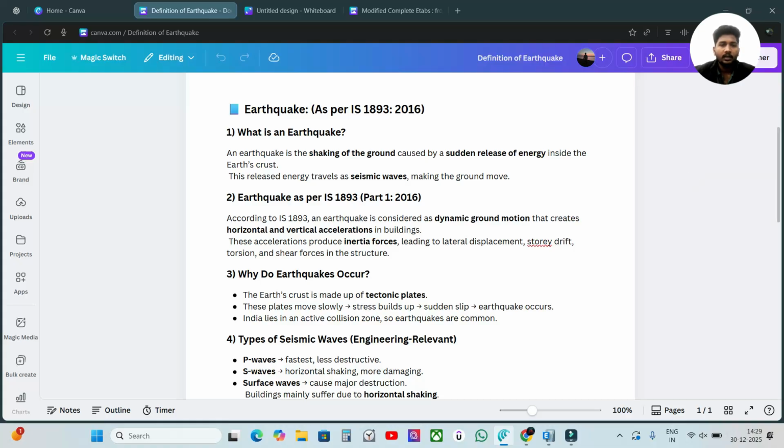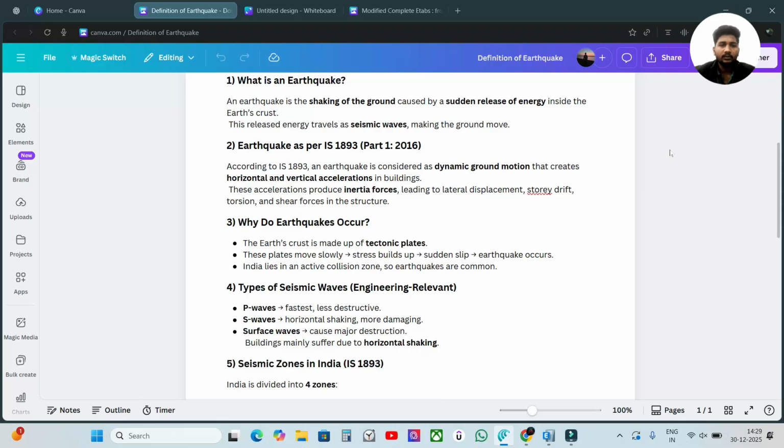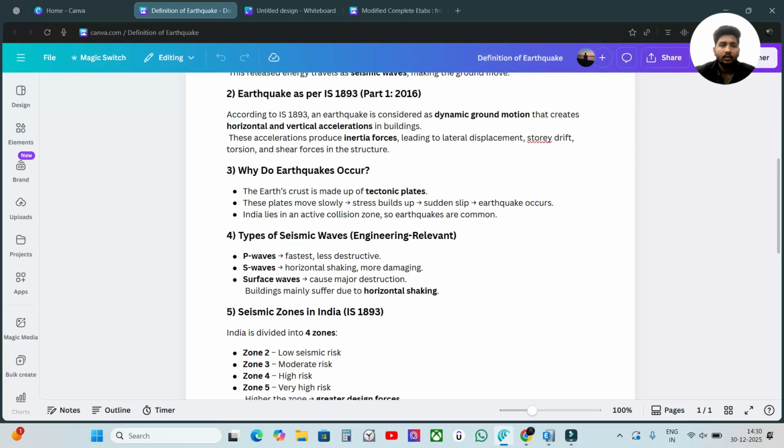Now, second is the earthquake as per IS 1893-2016, that is IS 1893 Part 1, of the year 2016. According to IS 1893, an earthquake is considered as the dynamic ground motion that creates horizontal and vertical acceleration of a building. This acceleration produces inertia forces leading to lateral displacement, story drift, torsion, and shear force in the structure. Now the third is, why do earthquakes occur?